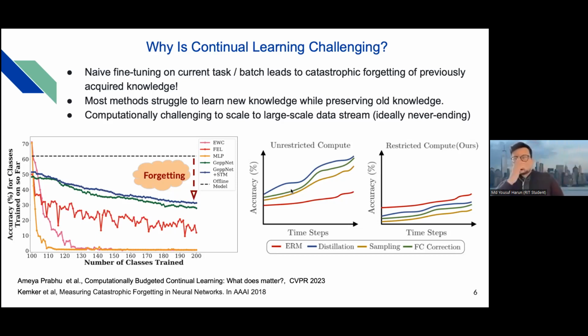Another challenge is compute overhead. On the right curve, you can see that if there's no bound on compute, then different kinds of continual learning systems outperform a naive ERM baseline. But when we bound the compute, all their performance goes below this very simple naive baseline. So it's very challenging to match or exceed this offline upper bound in a compute-restricted setup.